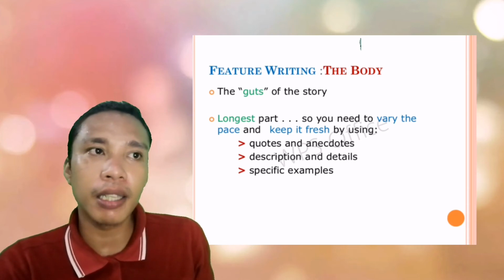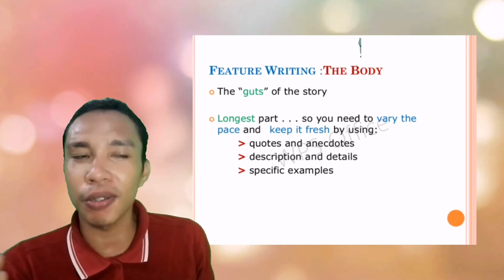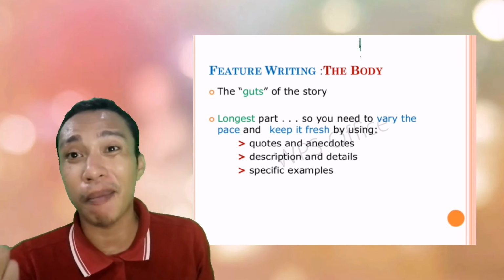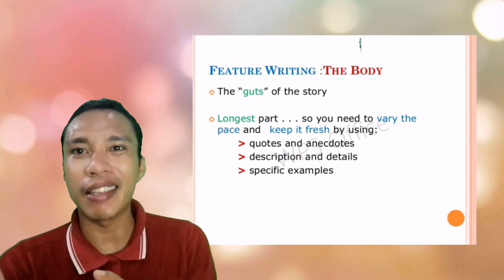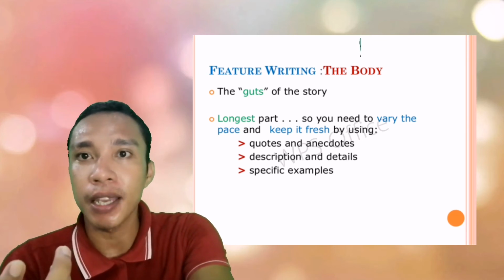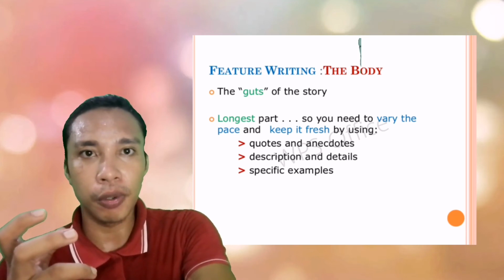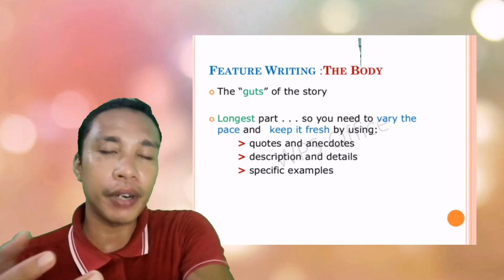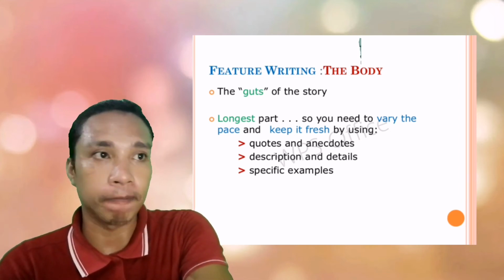Basically, the body is the longest part, so you need to vary the pace and keep it fresh by using quotes and anecdotes, description and details, and specific examples. Again, you're making this more colorful. You're adding your own flavor into it, your own twist, your own style. Again, it's a free form, a narrative form. That's why you need to use a lot of vocabulary words here, flowery words, to make your audience engaged in the feature story.